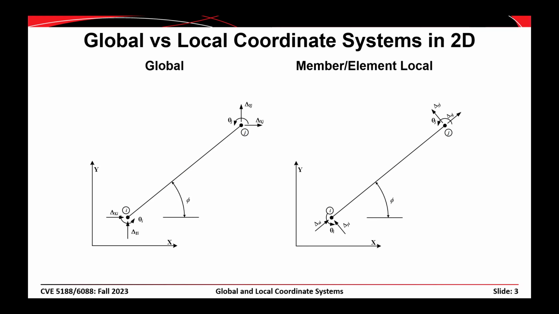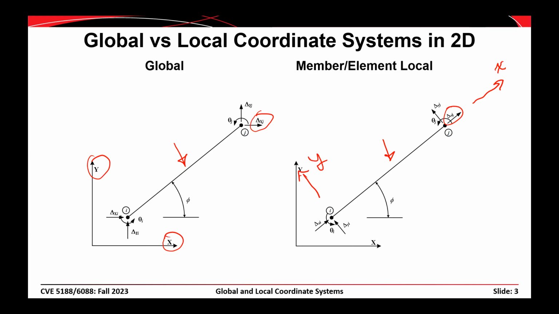So you could have the same member. This member here is the same as this member here, but we can characterize the displacements in 2 different coordinate systems. There's the structure global coordinate system, capital X, capital Y. But then there's also a member local coordinate system like this that would be characterized with a lowercase x and a lowercase y. So you can have the displacements either relative to the global coordinate system like that or relative to the local coordinate system like that.